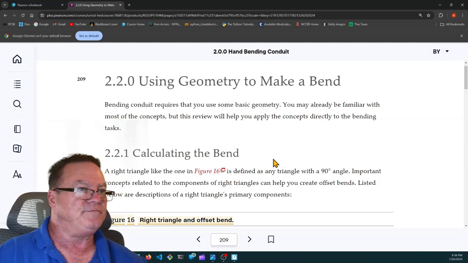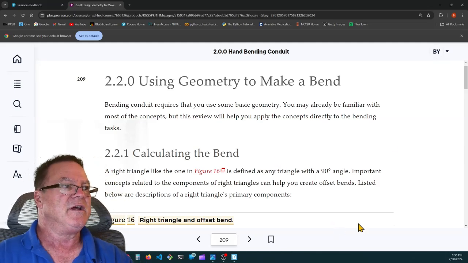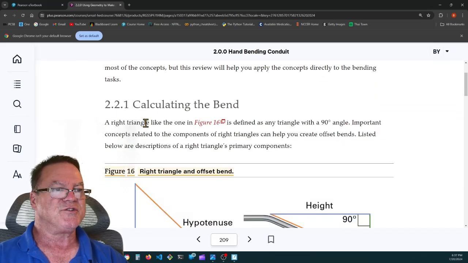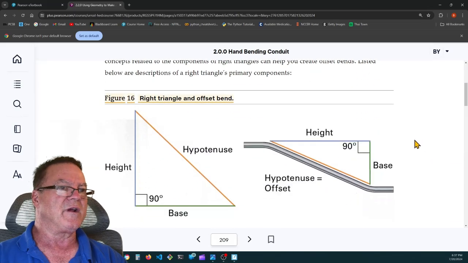2.2.0 using geometry to make a bend. Calculating bends 2.2.1. A right triangle like the one shown in figure 16 is defined as any triangle with a 90-degree angle. Important concepts related to the components of a right triangle can help you create offset bends. Listed below are descriptions of a right triangle's primary components.